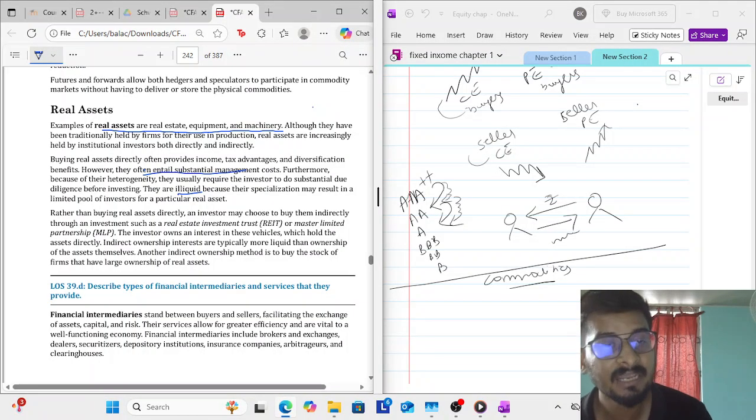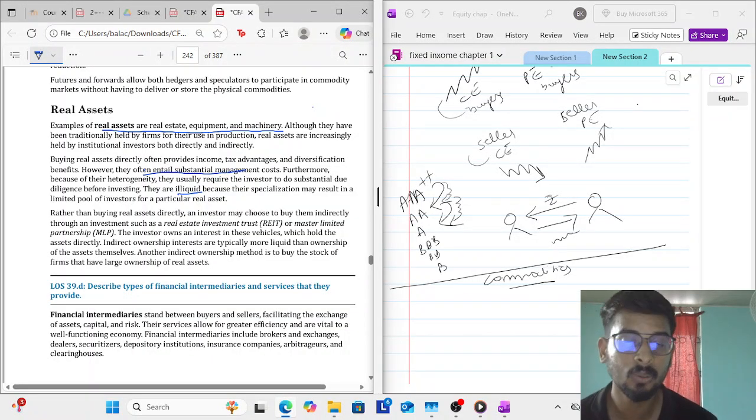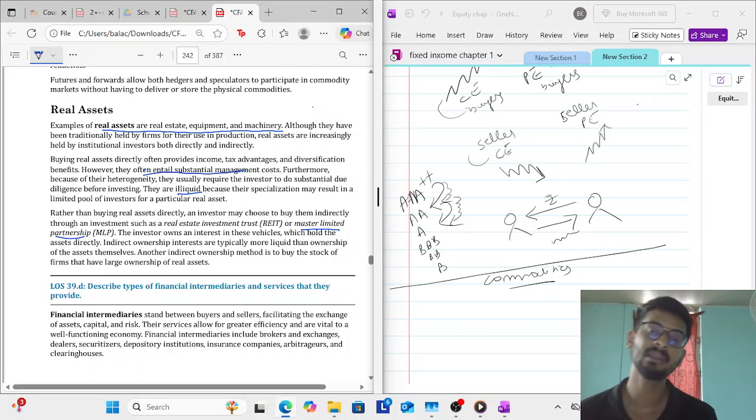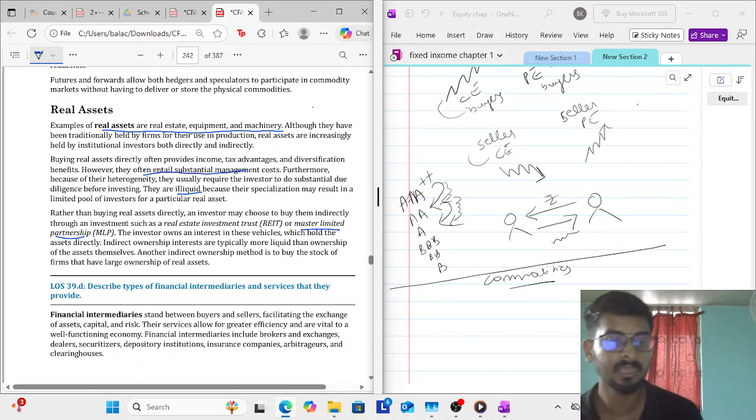Now let's talk about, rather than buying real estate directly, an investor may choose to buy them indirectly through an investment such as a real estate investment trust, REIT. So we can participate in real estate directly and indirectly too. You can purchase a land, or indirectly, you can purchase a unit of trust of REIT or master limited partnership. So when you hear MLP from now on, it's like indirectly you are participating in real estate. So it's good, commendable knowledge.